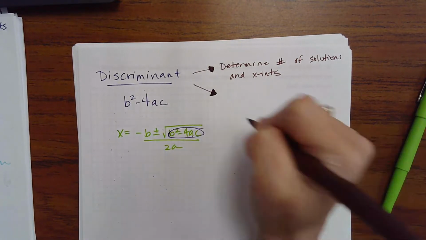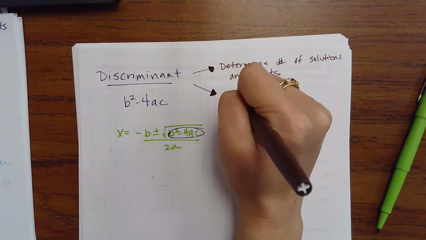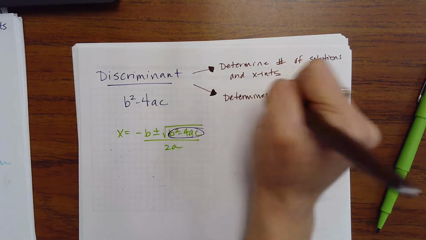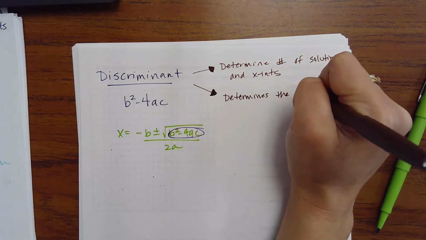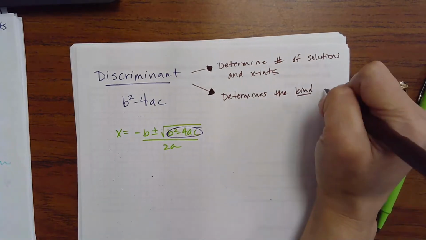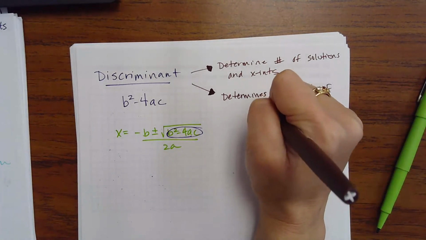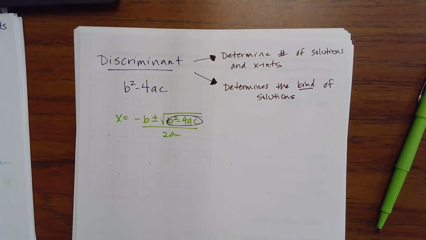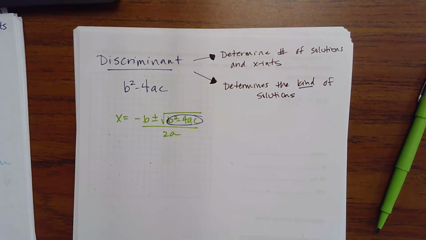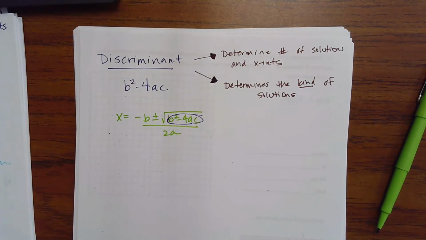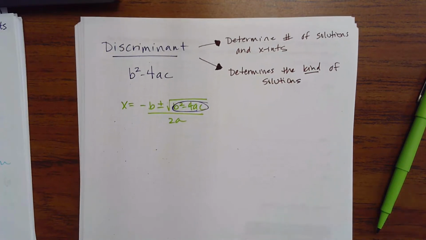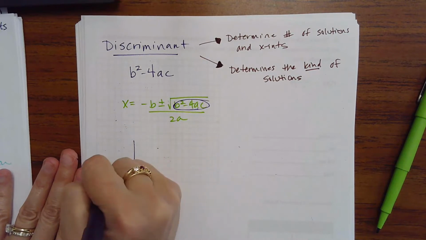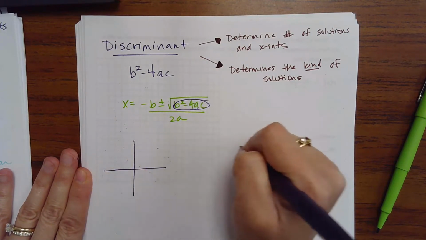The other part is that it determines the type, or the kind. What I'm referring to here is: are they real solutions? Are they imaginary solutions? Is there one solution? What does that look like is what we're getting at. All right, so let's take a look at our scenarios. I'm going to have you draw three little grids.